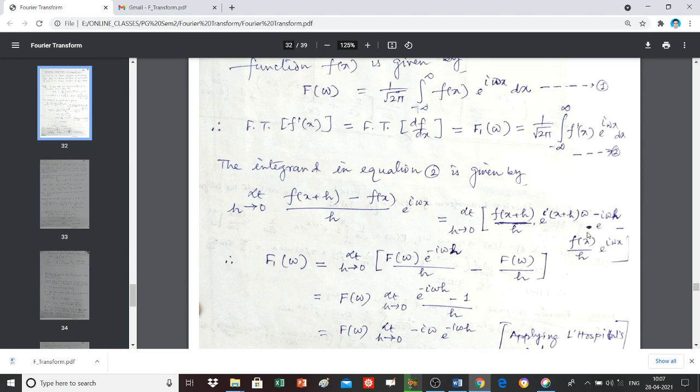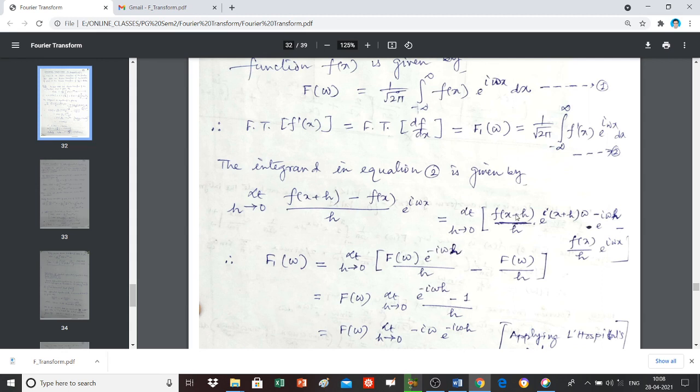There should be two terms, and you know that 1 by root 2 pi is common. Here on the first term, limit h tends to 0 is written, and when h tends to 0 for this function, we have f(x) by h and e to the power i omega x. Using the Fourier transform of the first term, you will have F(omega), and the extra term e to the i omega h is there. The limit still remains because of the term e to the i omega h, and the 1 by h for this term.